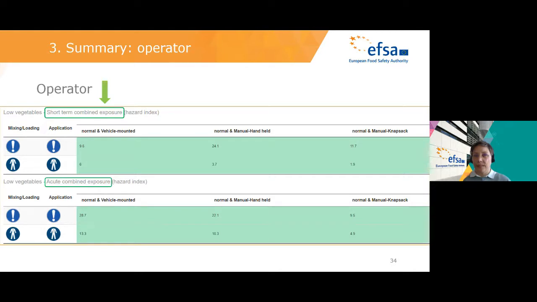Well, you have to take care. The combined exposure is not expressed as the individual exposure, because here it is expressed as hazard index and not as % of AOEL. The hazard index is the sum of hazard quotients, and the hazard quotients are the ratio of the exposure to the AOEL for each active substance. So it's not the same value as a percentage.